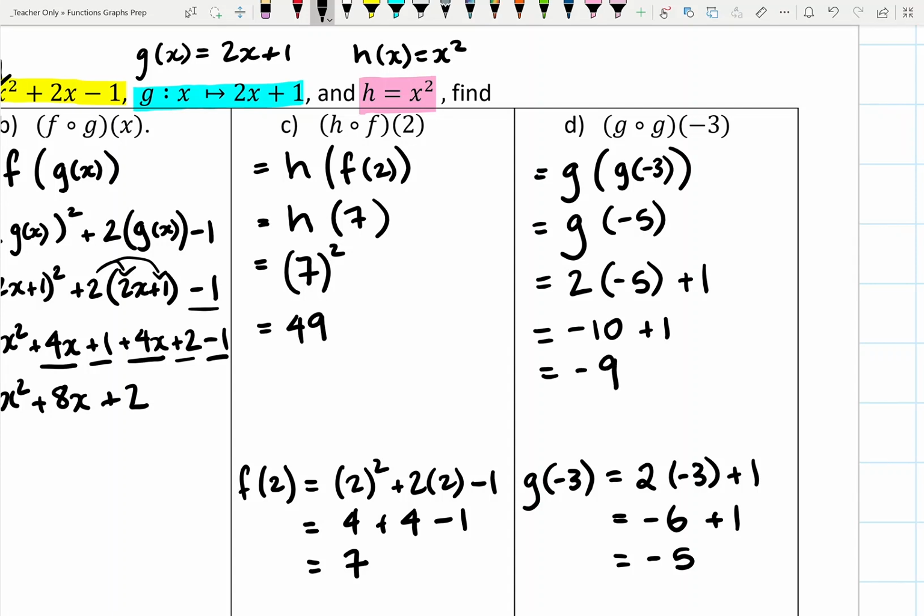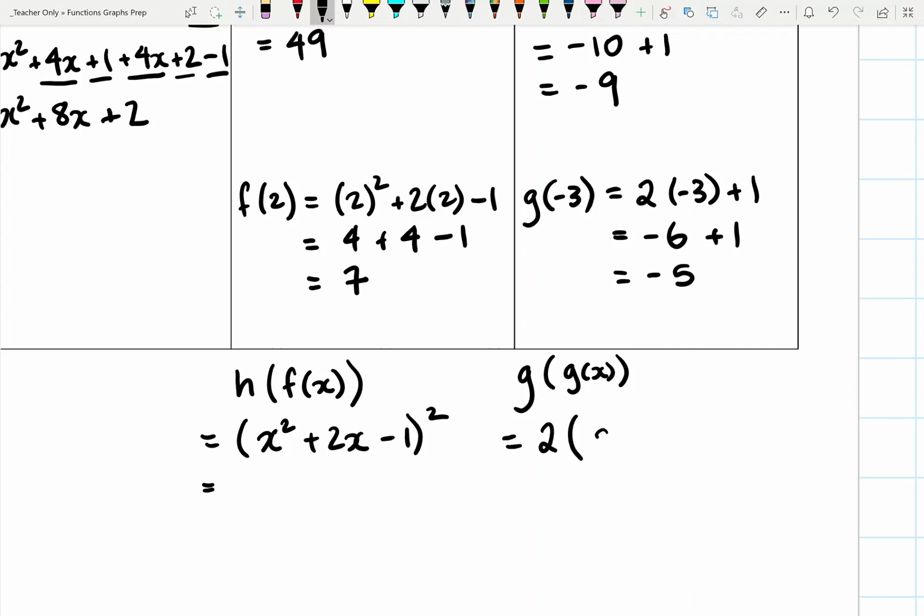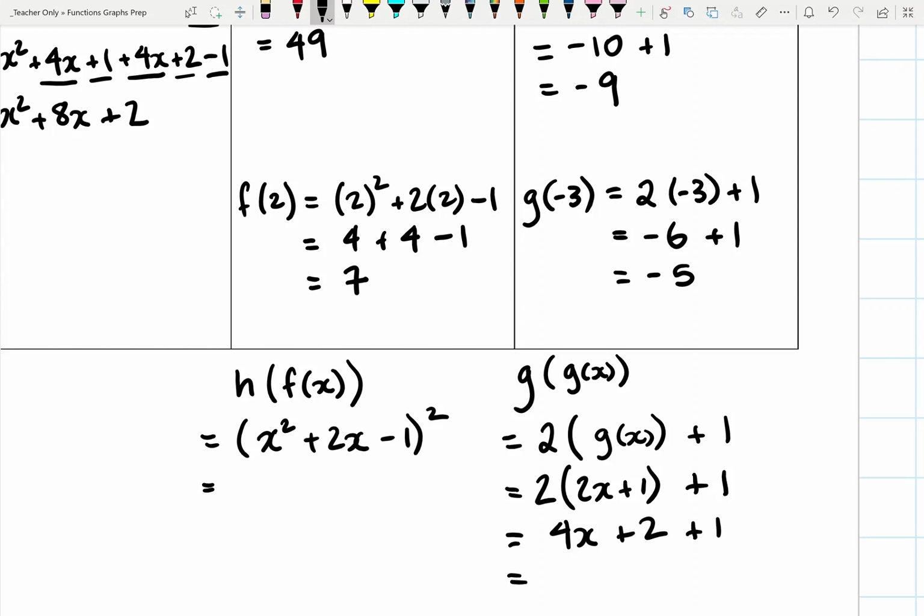Again, we can do this one algebraically. This one's probably a little bit easier, I think. So outside function is g of x, inside function is g of x. So g is 2 times g of x plus 1. So we substitute in g of x, which is 2x plus 1, plus 1. So that's going to be 4x plus 2 times 1 is 2 plus 1, 4x plus 3.